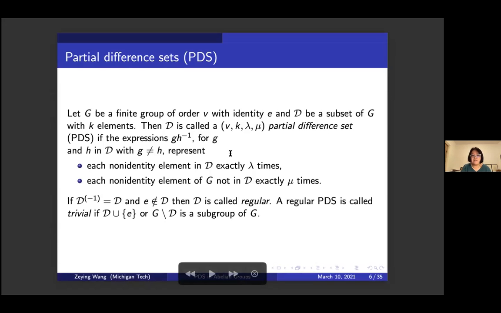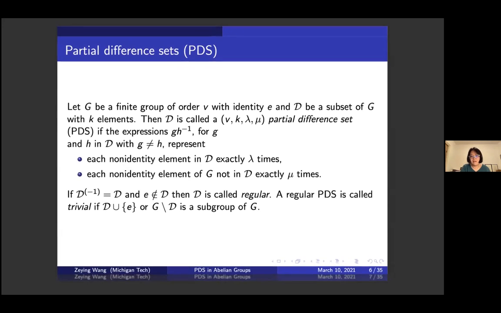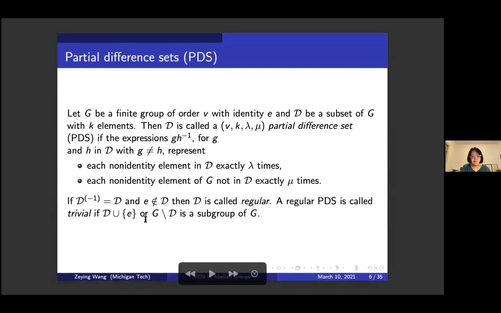Now, for us, we study the regular case. What we require is that the inverse of D equals D. The inverse of D is the set you get when you take the inverses of all elements of D. If the new set is the same as the original set, and it does not include the identity element, we call D regular. A regular partial difference set is called trivial if the union of D with the identity element, or the complement, is a subgroup. We care about the non-trivial case most of the time.